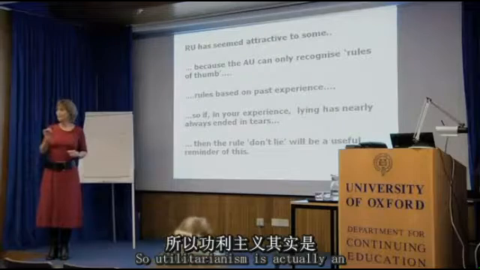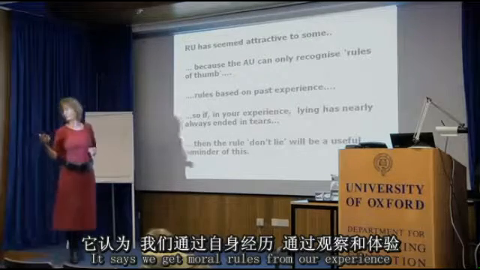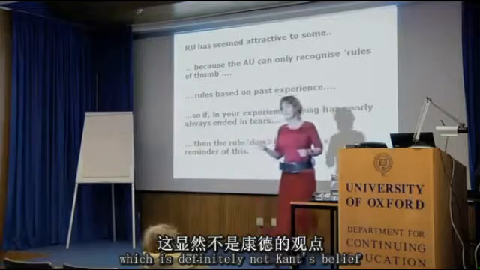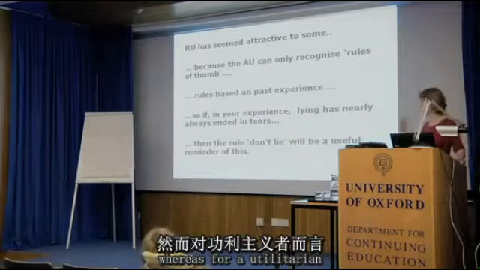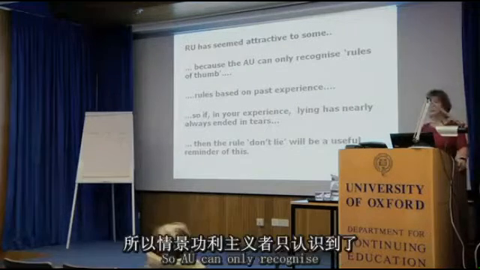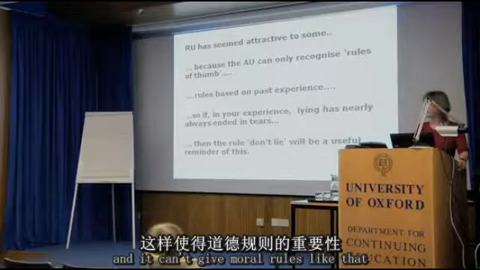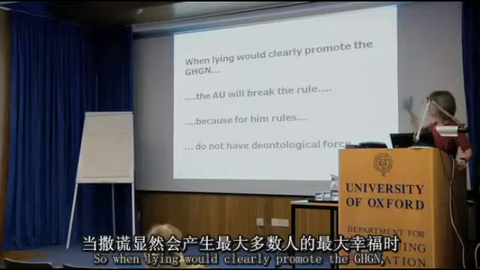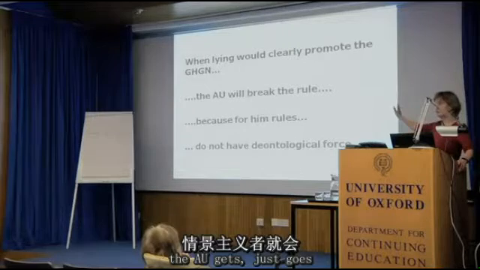So utilitarianism is actually an inductive morality. It says that we get moral rules from observation and experience, which is very definitely not Kant's belief. Kant believes that moral judgments are a priori, made without experience, whereas for a utilitarian you have to have experience in order to make moral judgments. So act utilitarianism can only recognize rules of thumb, and it can't give moral rules like that any more status than that. So when lying would clearly promote the greatest happiness of the greatest number, the act utilitarian just goes straight ahead and lies.